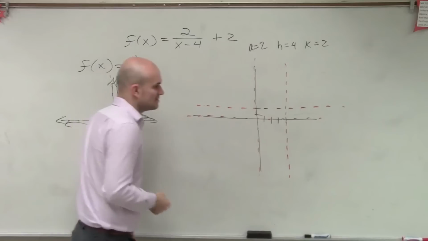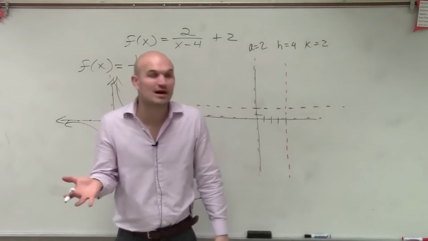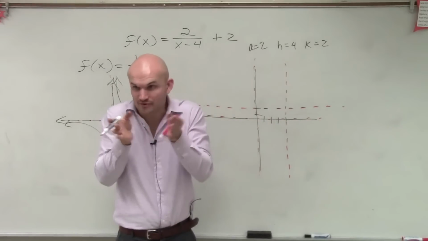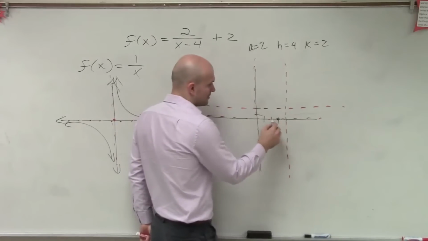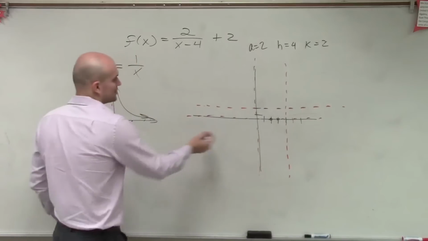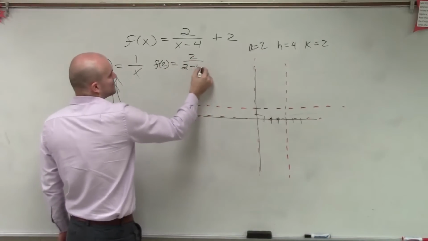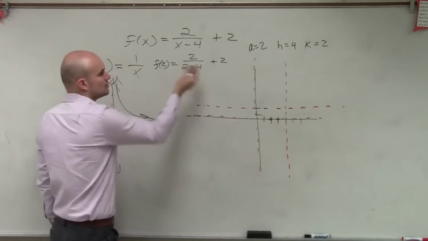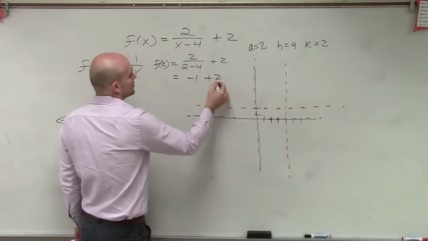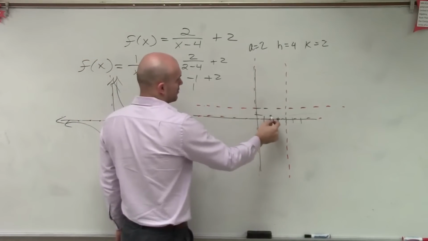So I'm going to pick some simple points. And usually, ladies and gentlemen, just like for a quadratic, you don't want to pick points that are really far away. You want to keep them very simple, very close. So I'm going to pick these 2 points, and then I'll pick 5 and 6 over here. Let's go ahead and do f of 2. So f of 2 equals 2 divided by 2 minus 4, plus 2. 2 minus 4 is negative 2. 2 divided by negative 2 equals negative 1, plus 2, which equals 1. So at 2, I go up 1.